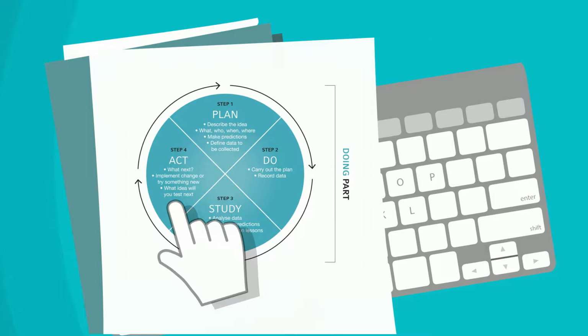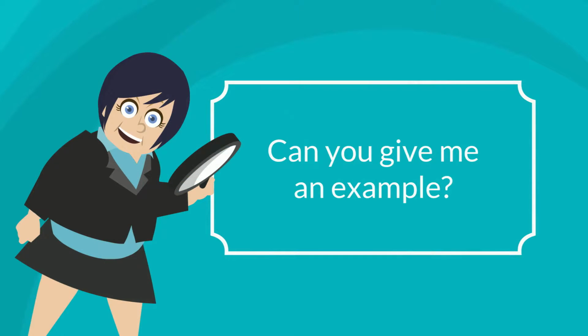Which step do you take next? Keep undertaking PDSA cycles until you've refined the change you want to implement. I'm still a little unsure. Can you give me an example?